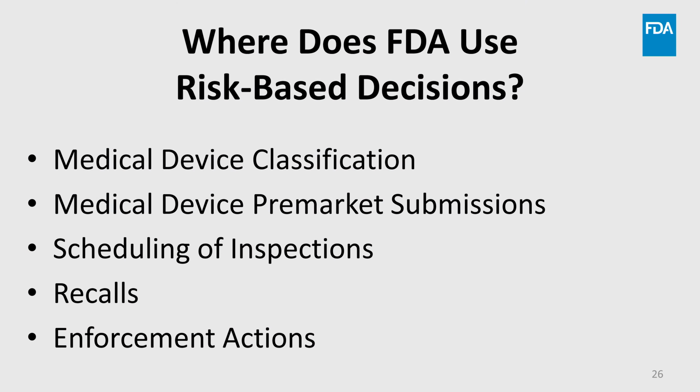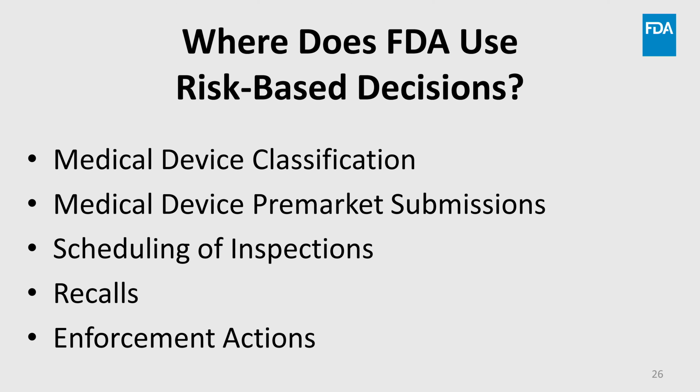Medical devices are classified based on risk, Class 1 medical devices being the lowest risk, and Class 3 being the highest. Pre-market submission decisions from IDE, 510K, through de novo and pre-market approvals are based on risk. The Office of Regulatory Affairs, ORA, uses risk to schedule medical device inspections. Recall classifications are based on risk, as are enforcement actions.